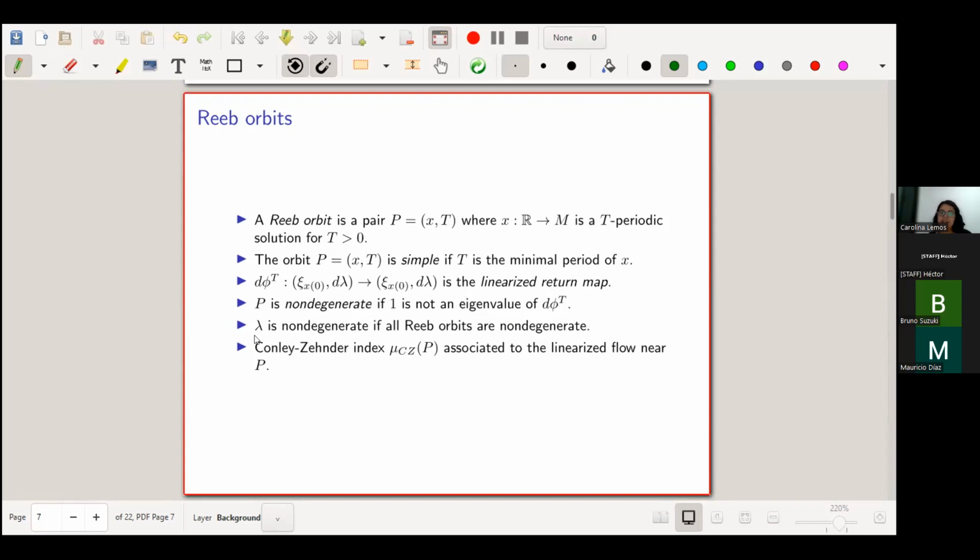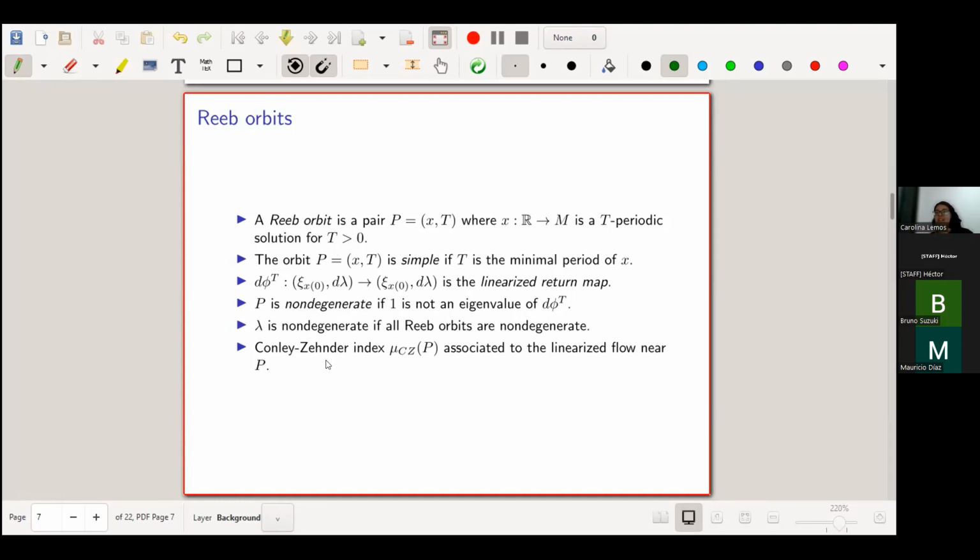Okay, and I say that an orbit is non-degenerate if one is not an eigenvalue of the linearized return map. And we say that a contact form is non-degenerate if all the orbits are non-degenerate. And the idea is that in general, non-degenerate contact forms are easier to work with. But they are very hard to appear in applications.